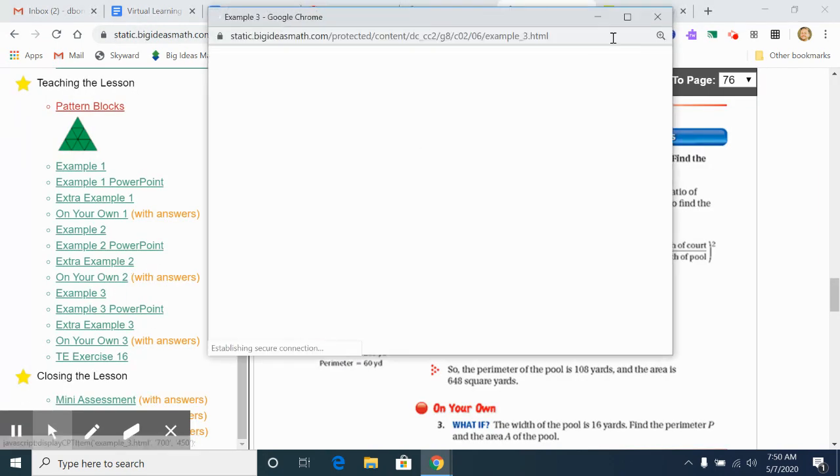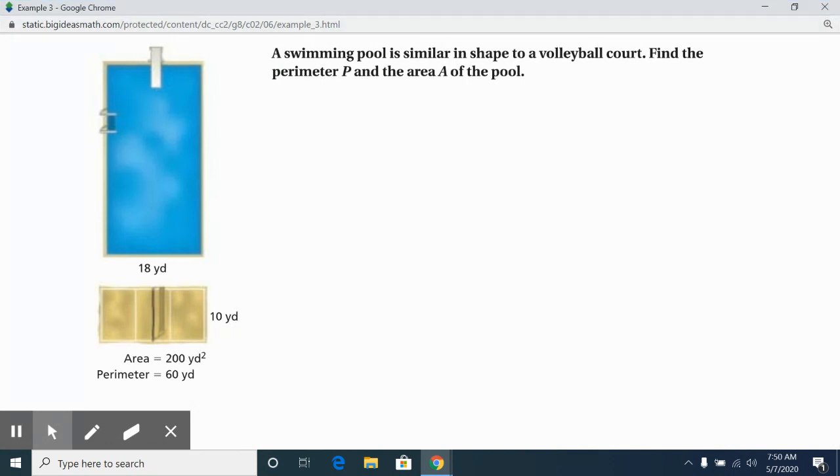All right. So example 3 is saying a swimming pool is similar in shape to a volleyball court. Find the perimeter and the area of the pool. Here's what we're going to do. We're going to first create ratios of the perimeters and the areas, and use them as base fractions to find the pool's perimeter and area. If you look down here, we have some information. We know the volleyball court's area and perimeter.